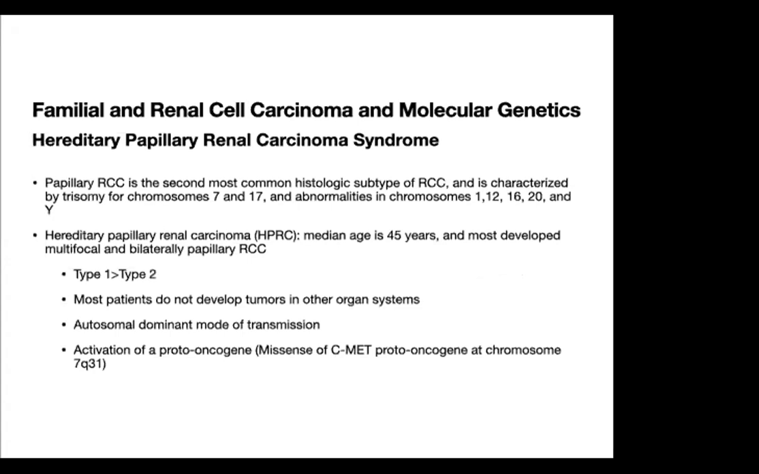Now for hereditary papillary renal carcinoma syndrome, it is the second most common histologic subtype of RCC and is characterized by trisomy for chromosome 7 and 17. Hereditary papillary renal carcinoma, or HPRC, has a median age of 45 years, and most develop multifocal and bilateral papillary RCC, although more common is type 1 RCC. Most patients do not develop tumors in other organ systems, and it has an autosomal dominant mode of transmission.